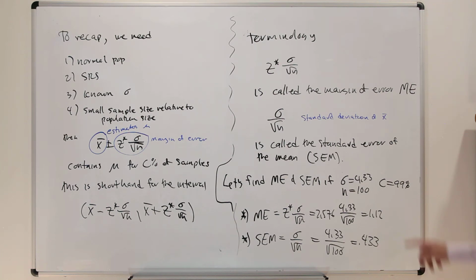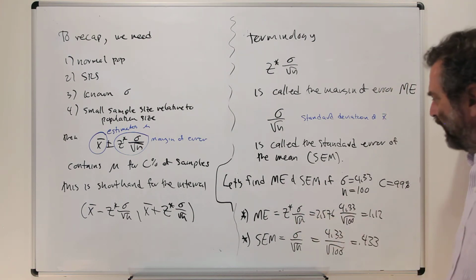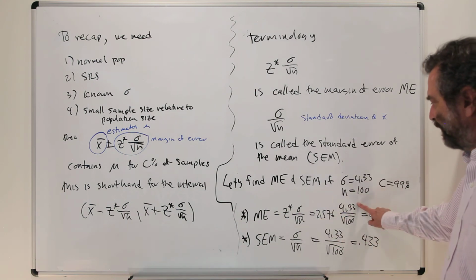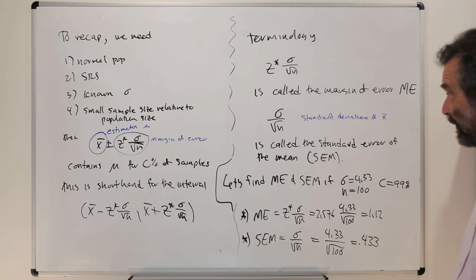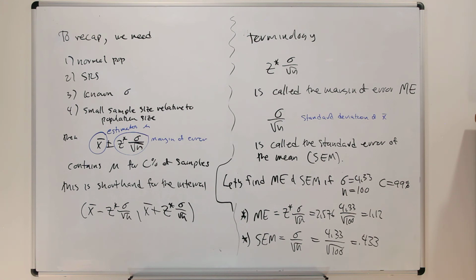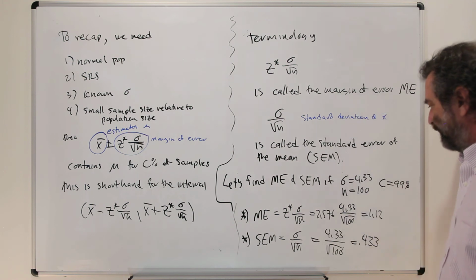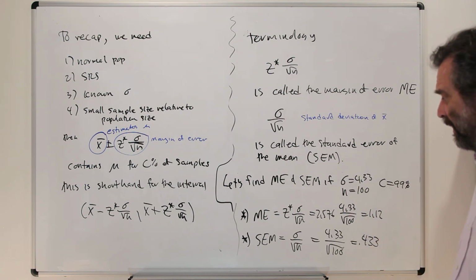If sigma is 4.33, n is 100, and c is 99%. The margin of error is z star sigma over root n. For 99%, z star is 2.576. We said sigma is 4.33 and n is 100. And you get 1.12. The standard error of the mean is just sigma over root n with no z attached. So that's 4.33 over the square root of 100. And that's 0.433.